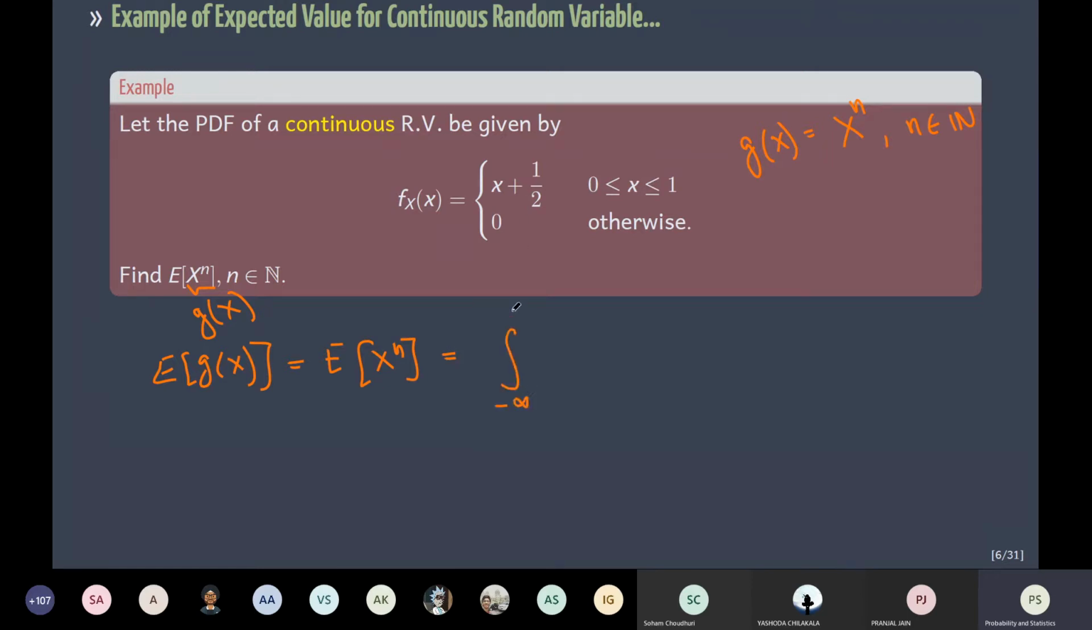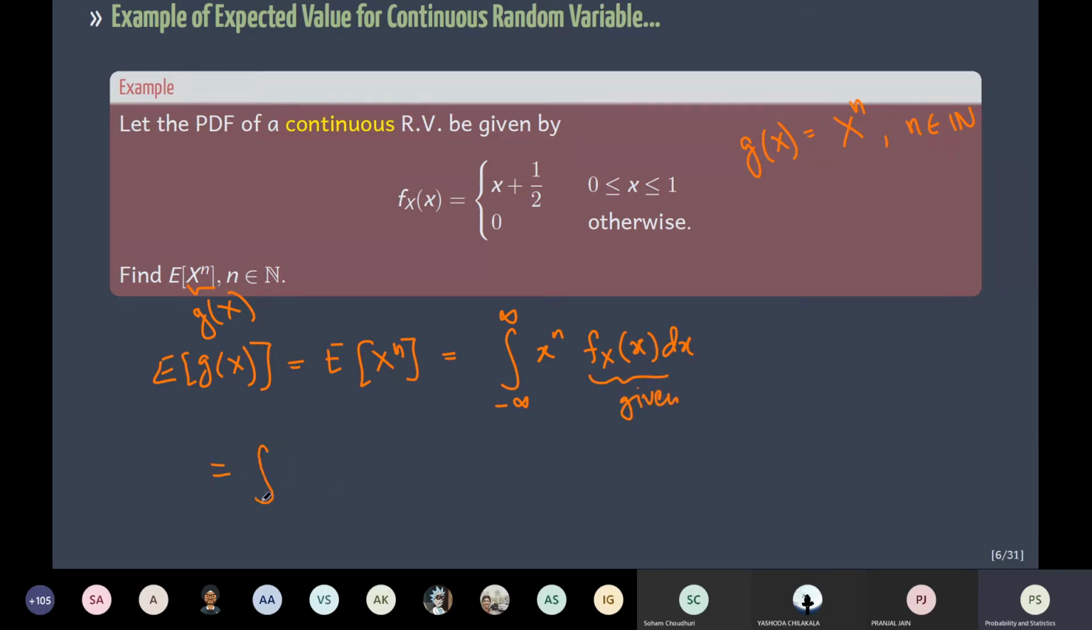So we have minus infinity to infinity of x to the n. It's like g of x, right? Here g of x is x to the n, so this is small x to the n, and then the PDF, f of x, dx. The PDF is already given to us.